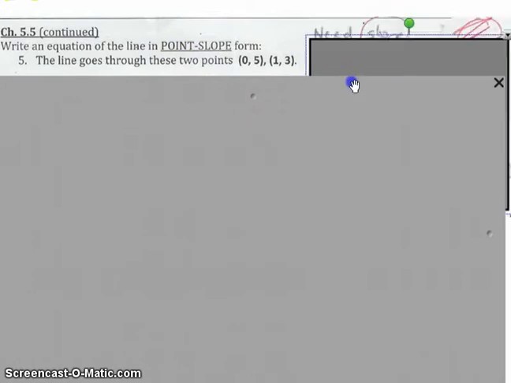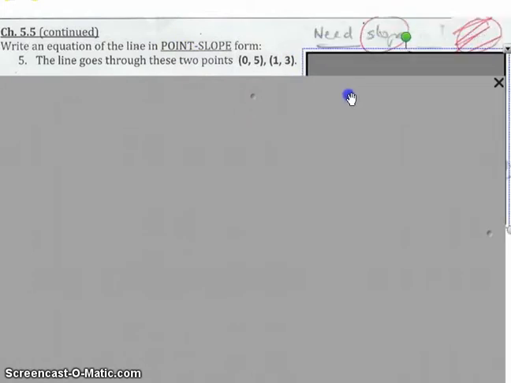Okay, here's page 2, which continues with chapter 5.5 and continues with this idea of point slope. But this time, instead of giving you the point and the slope, you're given 2 points. You don't get the slope, but you get twice as many points as you got before, so there's some benefit. So let's look at what I would suggest that you do.